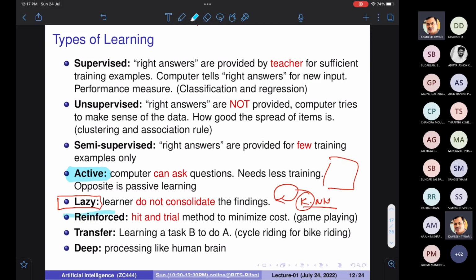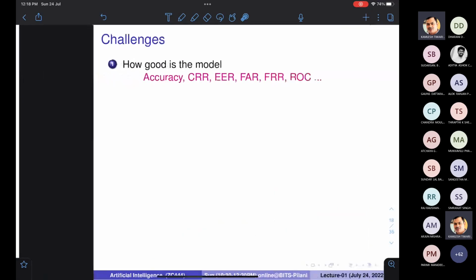Another idea is reinforcement learning, which says that in very weird kinds of scenarios, where a direct way of finding the solution is not available, especially in game-playing scenarios, a hit and trial method is applied. This is called reinforcement learning, where different kinds of hit and trial are done to find the right solution. Transfer learning: you are learning something to learn something else. For example, if you want to learn how to ride a bike, you first go and ride a cycle. Deep learning: when you use human-like neuron-based structures, it is called deep learning. Hope this slide is clear.